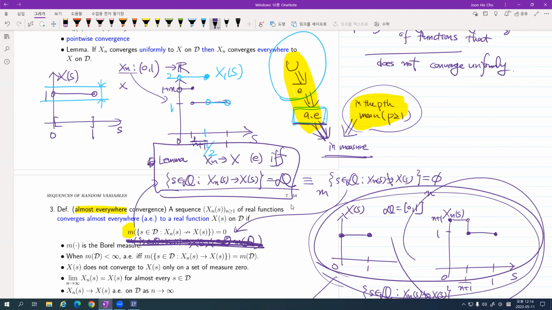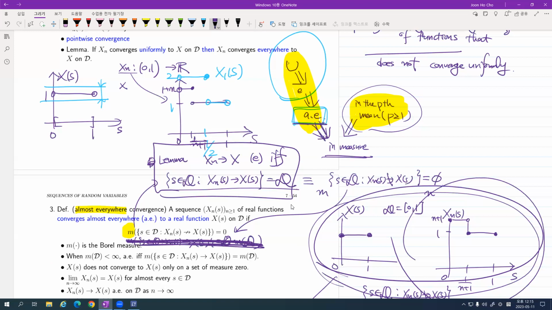Now, you choose any epsilon positive, 10 to the negative 10 million, 10 trillion, anything. Still, what happens? You have the sequence of the subsets 0 to 1 over n plus 1 as the set where the difference is at least epsilon, and the length of the subset still converges to 0. So you've just seen in this example, almost everywhere convergence may imply convergence in measure. And that is actually true for every case.